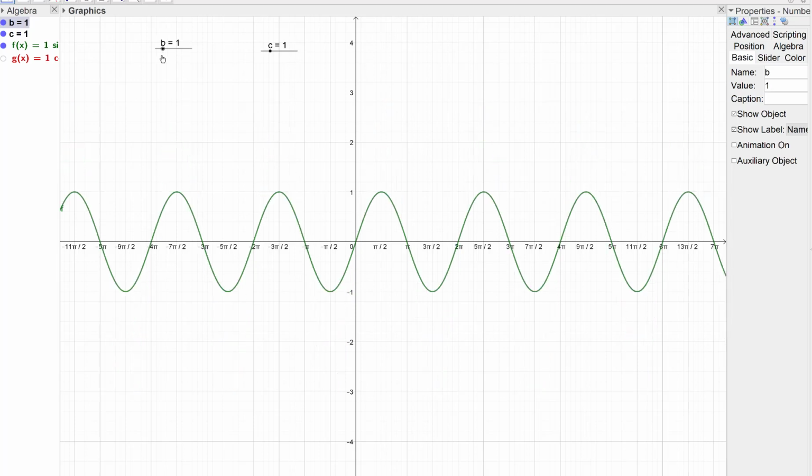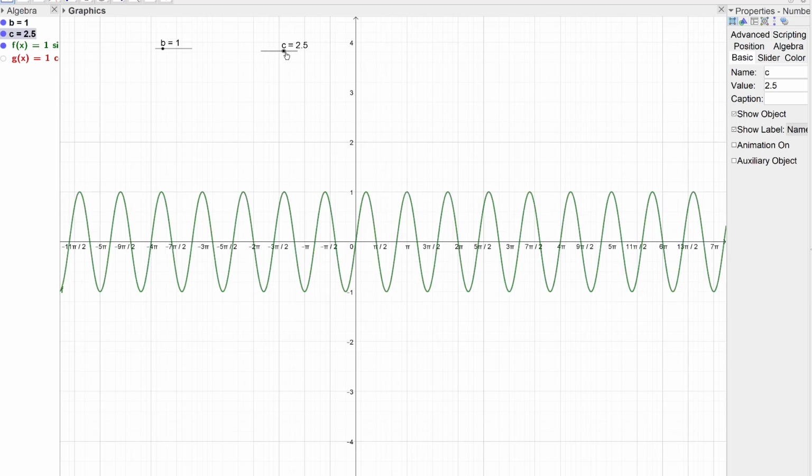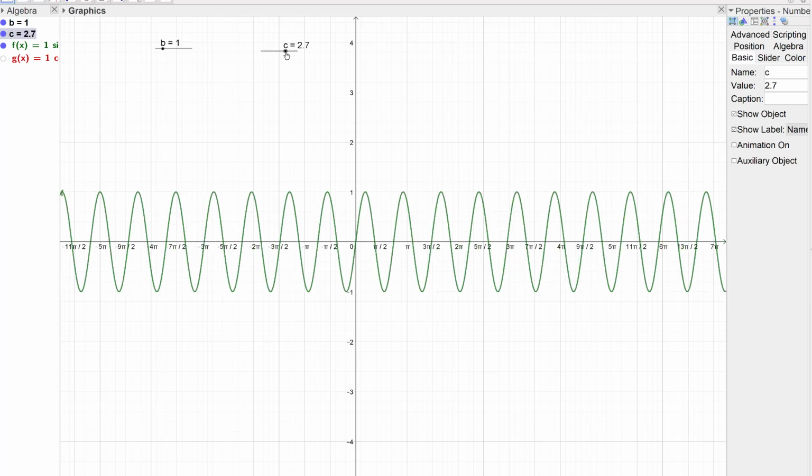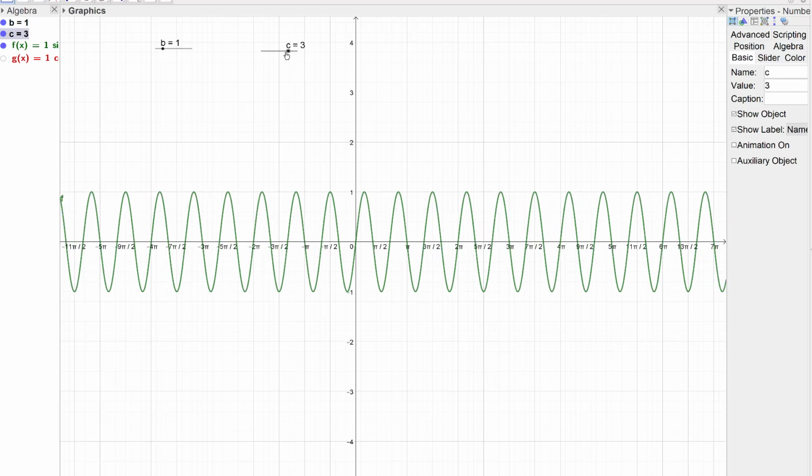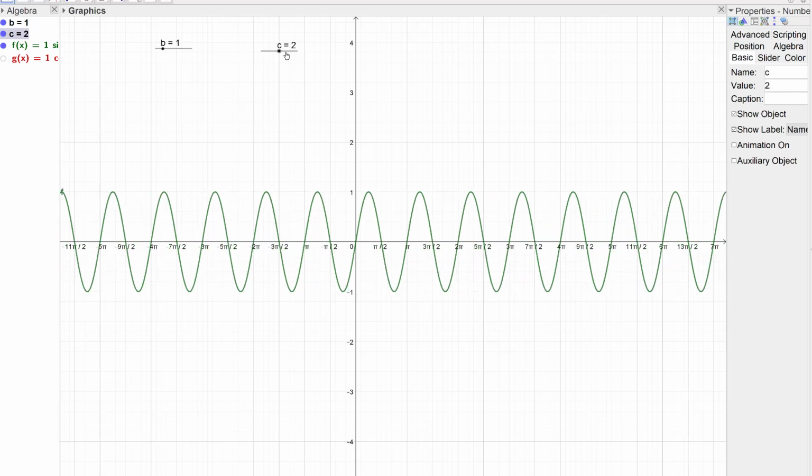Then if I increase c, by increasing c you're actually decreasing the period. You're making the period smaller and smaller, because the period is 2 pi divided by c. So the bigger the value of c, the smaller the period.